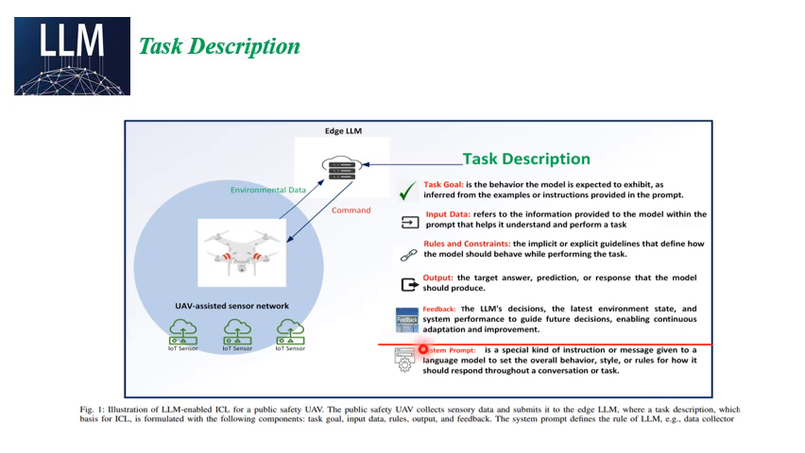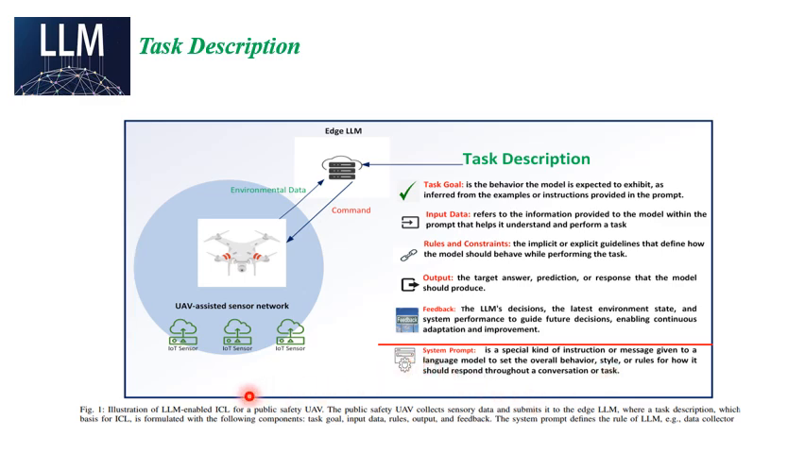We also have a system prompt, which is a special kind of instruction or message given to the language model to set the overall behavior, style, or role for how it should respond throughout a conversation or task. For example, we can force the LLM to follow ethical guidelines and safety rules. This system prompt is also key.